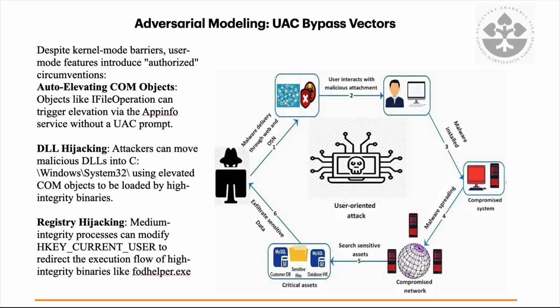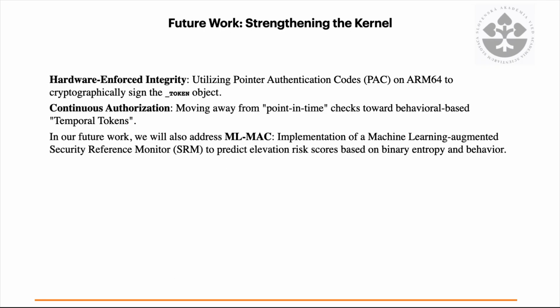And with this one, attackers can maliciously move some files, some DLL files, from one directory to another directory. And also they can use registry hijacking, which consists of medium integrity processes that can alter the HKEY_CURRENT_USER hive to redirect the execution flow of high integrity binaries, like, let me say, the fodhelper.exe application process. Or future work.